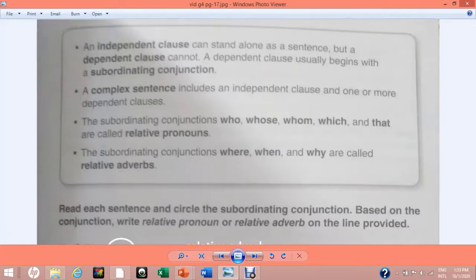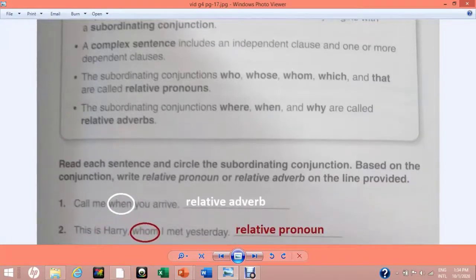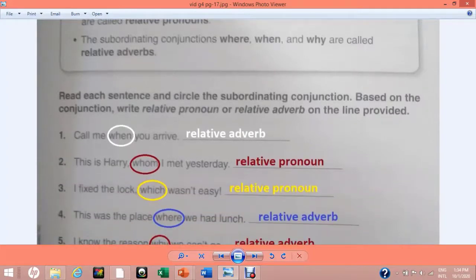A complex sentence includes an independent clause and one or more dependent clauses. In other words, you can say that an independent clause and one or more dependent clauses collectively constitute a complex sentence. A complex sentence, ideally speaking, is a very good combination of an independent clause along with one or more dependent clauses. The subordinating conjunctions who, whose, whom, which, and that are called relative pronouns. The subordinating conjunctions like where, when, and why are called relative adverbs. Read each sentence and circle the subordinating conjunction. Based on the conjunction, write relative pronoun or relative adverb on the line provided.